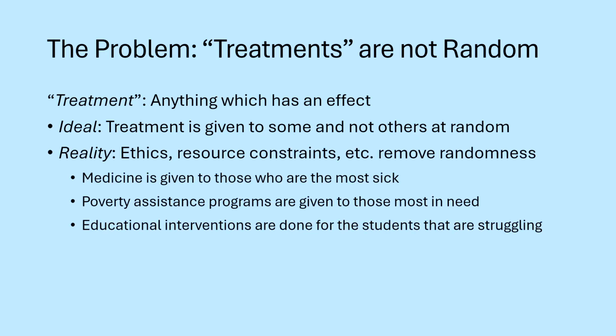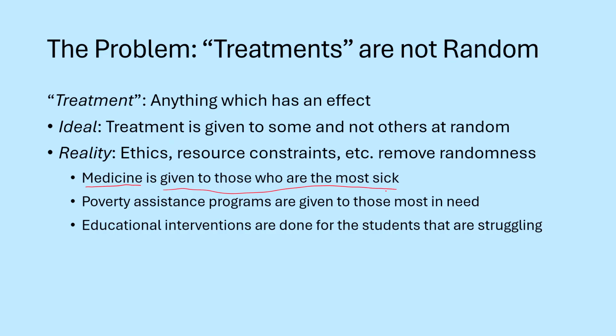The problem in the real world is that ethics, resource constraints, etc. can remove the randomness. So to go through some of those things I just mentioned, if we think about medicine, ethically, if we have a certain limited amount of medicine, say that we're going into a developing country and we have some malaria medication, ethically, we need to give that medication to those who are the most sick.